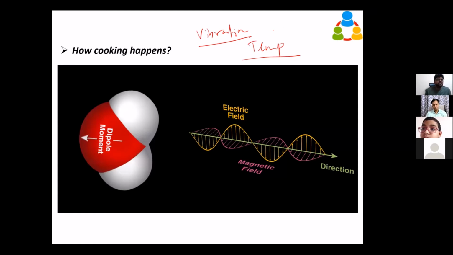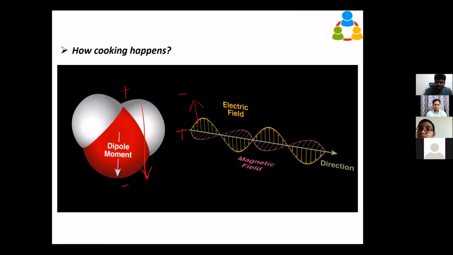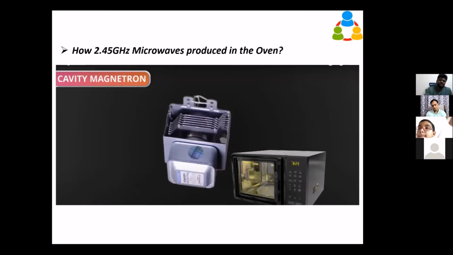This is related to Boltzmann. The kinetic energy is proportional to temperature. It's called the Boltzmann law, I guess. Kinetic theory of gas was also proposed by Boltzmann. The proportionality constant is the Boltzmann constant, Kb, and T is temperature. So obviously, when the water molecule is vibrating, its kinetic energy is increasing, and we sense it as temperature. The temperature of food starts to increase. That's what is happening in cooking in the microwave oven.